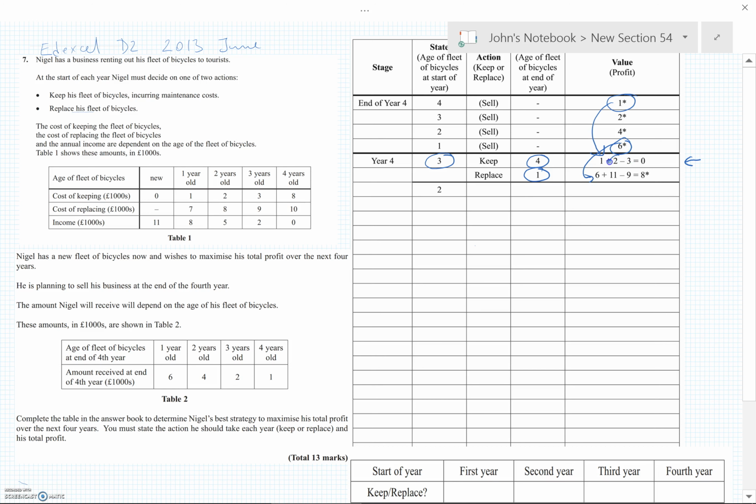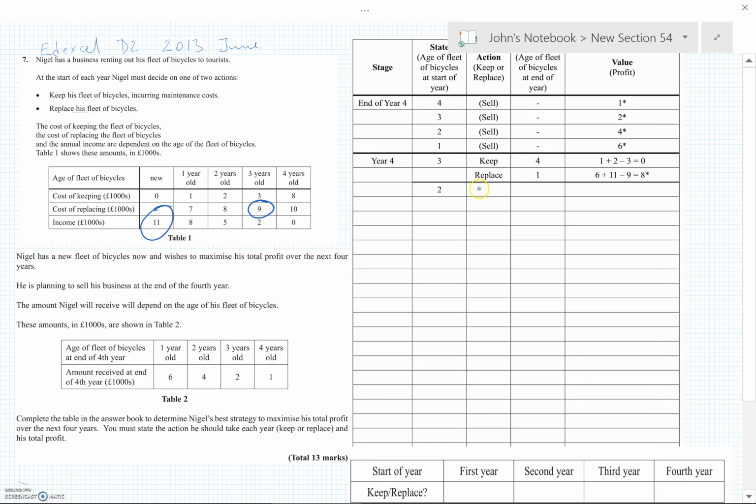Now the 2 here, just for clarity, is because if we've got 3-year-old bicycles, the income is a 2. And the 3 is the cost, the minus, because it's a cost, of keeping 3-year-old bicycles, which is what we're doing in this particular row, so 3,000. And similarly, if we've replaced them, we've got new bicycles, hence the 11 here. But then, of course, we've got the cost of replacing 3-year-old bicycles with new ones, which is 9. So that's how it works. Let's just get on with it.